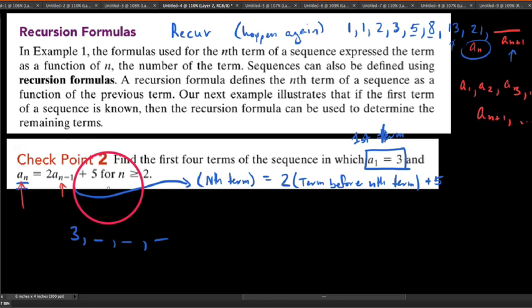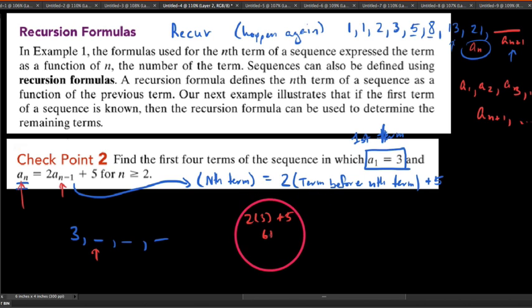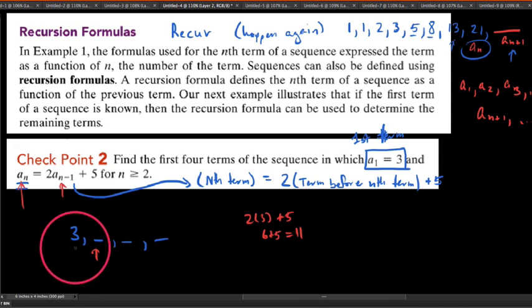Without getting into the technical detail here, if I want the next term, we take the first term, 3, and multiply it by 2. We're going to say 2 times 3, and add 5 to this. So 2 times 3 plus 5, we get 6 plus 5, which is 11. I'm going to put my 11 here.